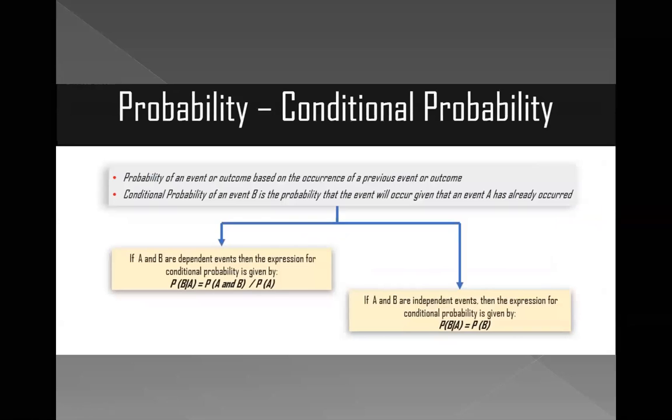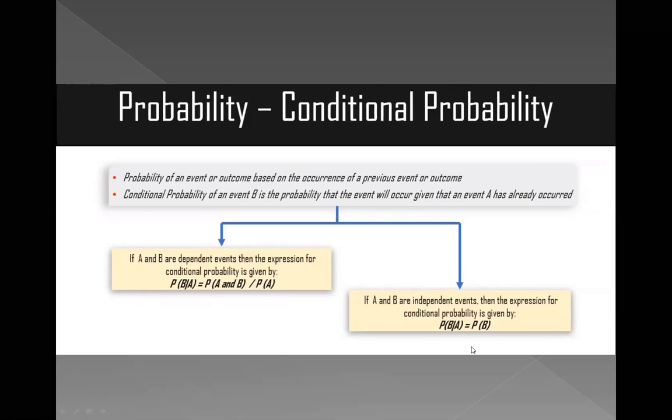So we come to a very important, crucial topic: conditional probability. This is very important especially when we are concerned with the naive Bayes application. The probability of an event or outcome is based on the occurrence of a previous event or outcome. The conditional probability of event B is the probability that the event will occur given that the event A has already occurred. We can write it as P of B given A equals P of A and B divided by P of A. I hope you know exactly what this is.